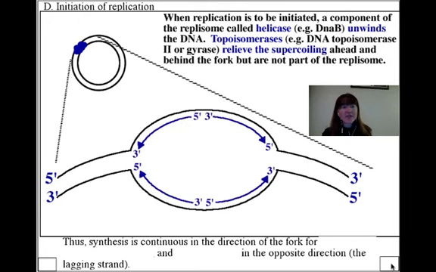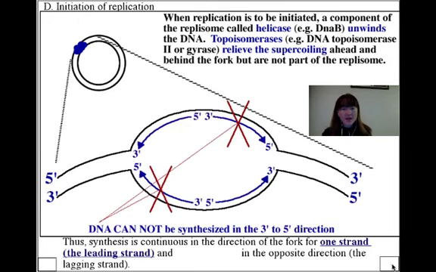We'll go ahead and write some of that down and say synthesis is continuous in the direction of the fork for one strand called the leading strand. This one and this one. The other one, the lagging strand, has to happen discontinuously.